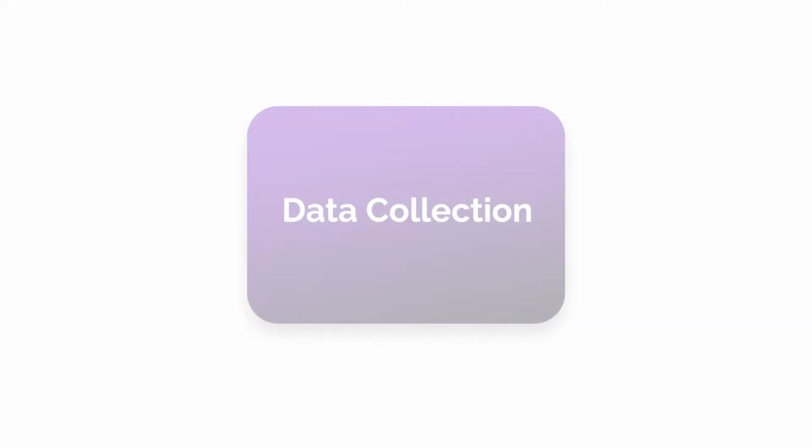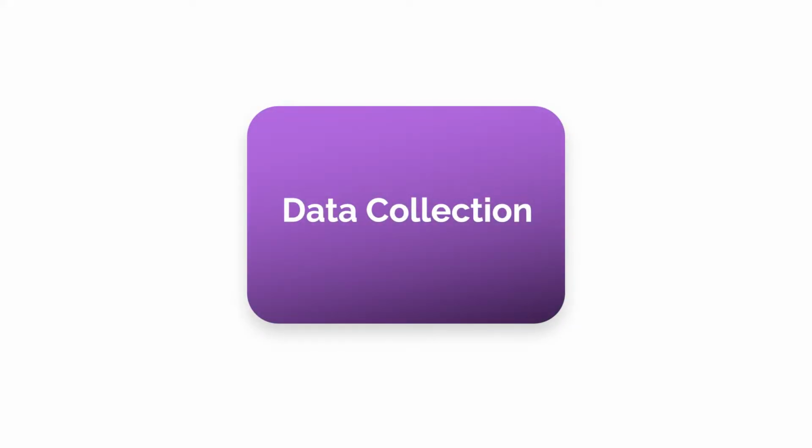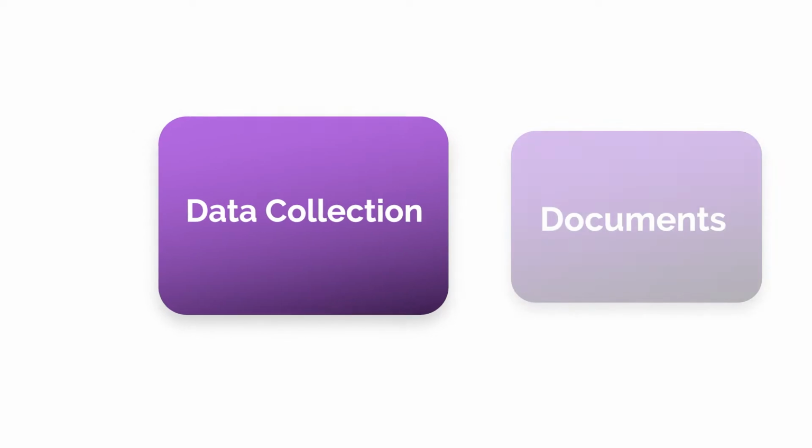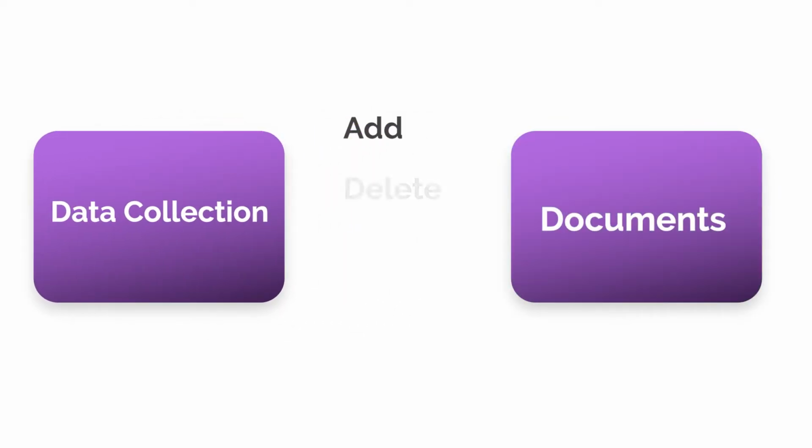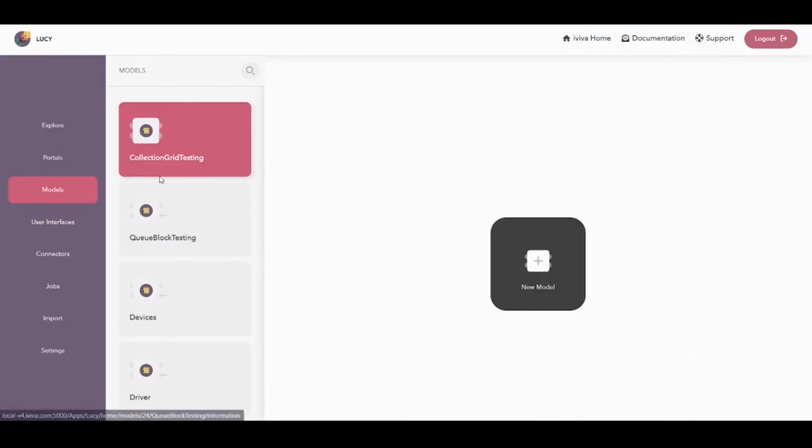A data collection is essentially a container for storing arbitrary documents. You can add documents to a collection, delete and update documents from a collection, as well as query the collection to retrieve documents that match a certain criteria. In this video, let's see what other ways we can view and manipulate a Lucid data model collection.